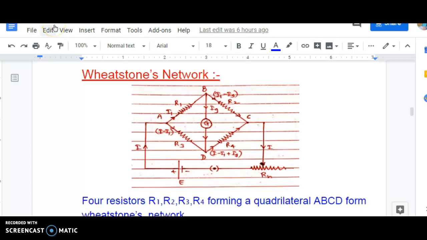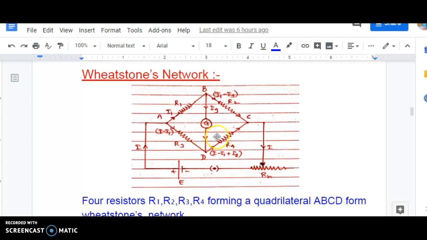Hello students, we are back with the series of current electricity, and today we are going for the application of Wheatstone's network, that is very popularly known as an experiment of meter bridge. In the previous lecture we have studied what is Wheatstone's network, and we saw that the four resistors R1, R2, R3, R4 or PQRS connected to form the four sides of a quadrilateral.